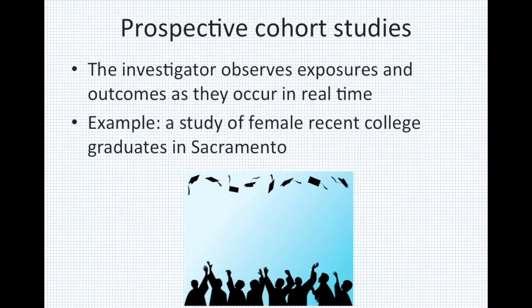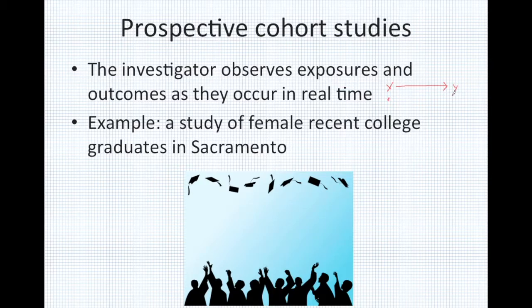In Module 1, we talked about prospective versus retrospective studies, and cohort studies can be either prospective or retrospective. So in a prospective study, the investigator observes exposures and outcomes as they happen in real time. So if here is now, and here is the exposure, then we observe for an outcome in real time.